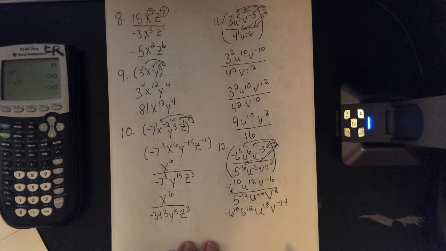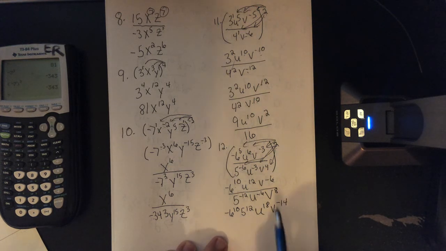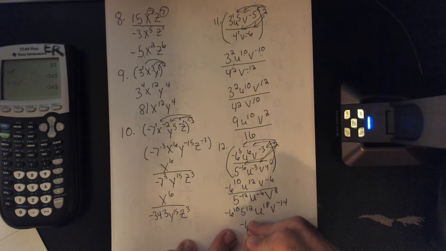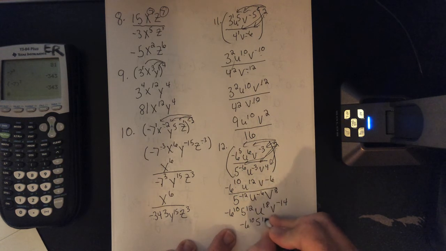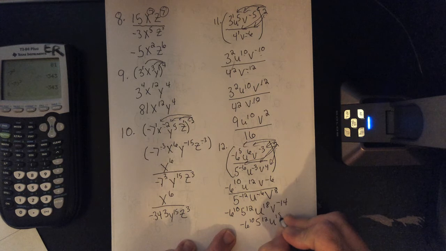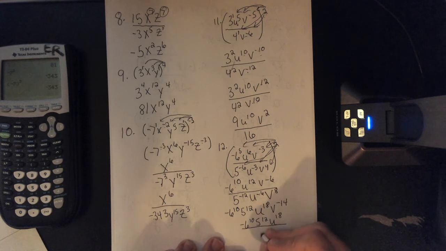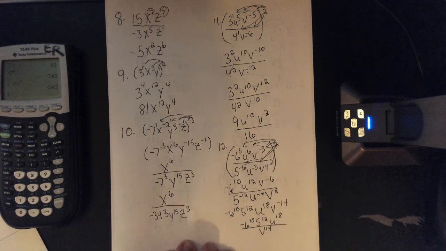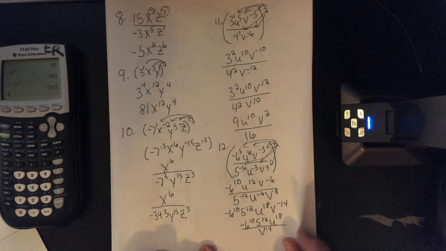So, let's see where we got negative exponents. That one's positive, that's positive, that's positive, that's negative. So that one has to move to the bottom. So I get negative 6 to the 10th, 5 to the 12th, U to the 18th, all over V to the positive 14th. Okay, so remember, your last step, and they said don't evaluate this, because y'all, that would have been a big number if I tried to multiply that out, okay?